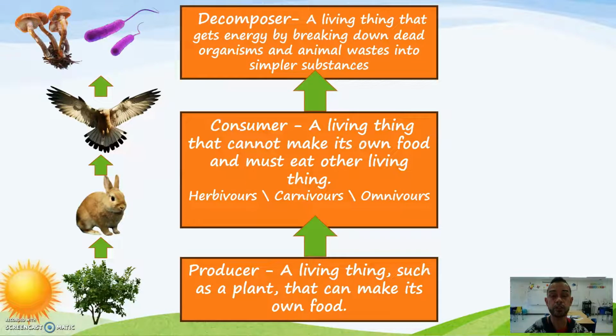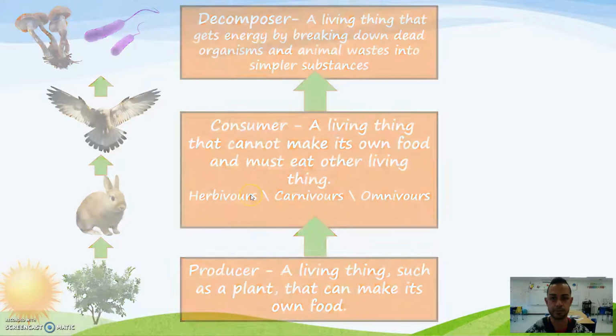The decomposers are living things that get energy by breaking down dead organisms and animal waste into simple substances. And something very important about the decomposers is that they are going to return the nutrients back to the soil. So the decomposers are going to decompose dead animals, but they can decompose plants as well. They are the ones in charge of decomposing the dead organic matter.